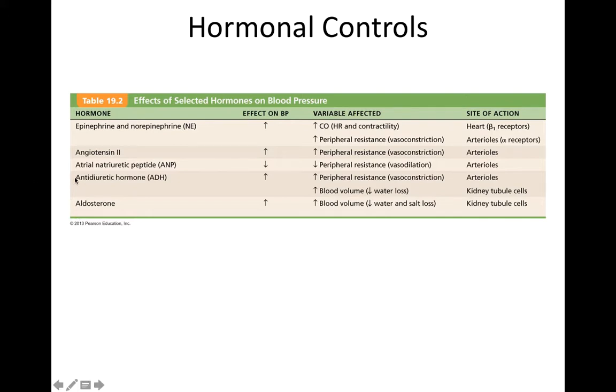Let's go down to these two, because you learned about these in 251. ADH, antidiuretic hormone coming from the posterior pituitary, is going to cause you to increase your blood volume by causing your water to be reabsorbed in the kidney tubules. It does do a little bit of vasoconstriction, but that's certainly not its major one. Really, it is this one. It is going to cause you to reabsorb water, which is going to increase your blood volume.